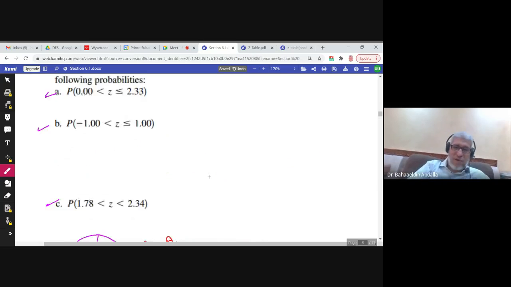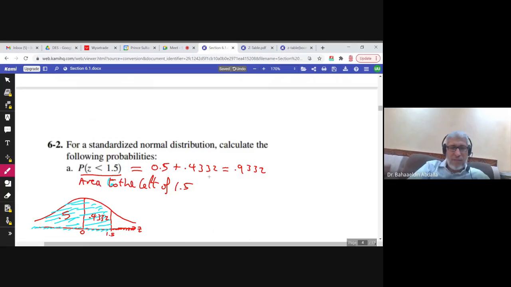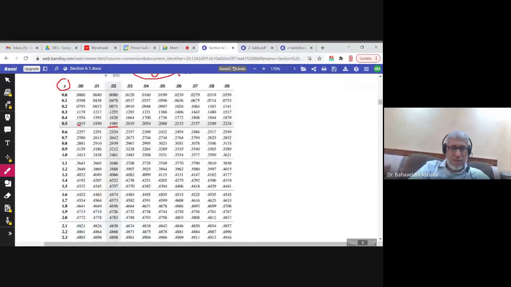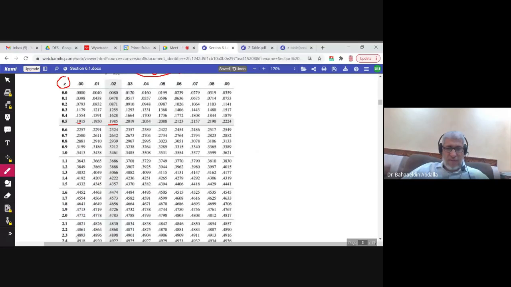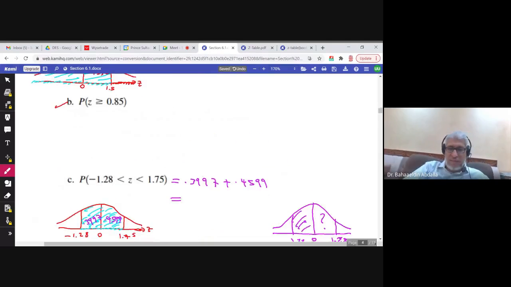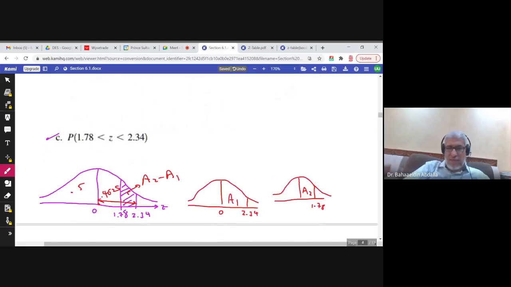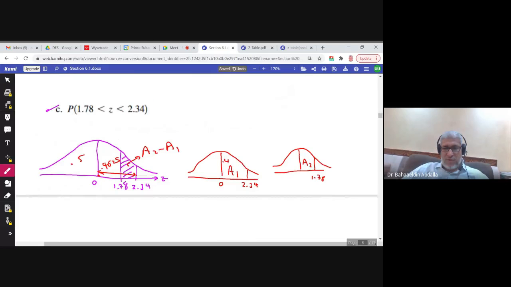So look to 2.34. This is 2.3 here, and 4 would be this number, 0.4904. So this area is 0.4904, and the area between these two numbers would be 0.4904 minus 0.4625, and you will get the answer.